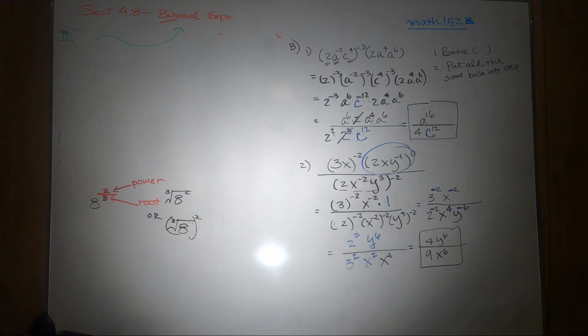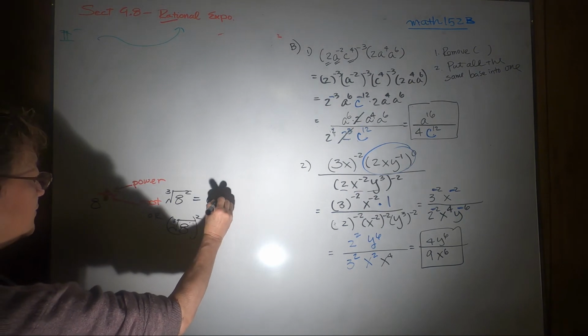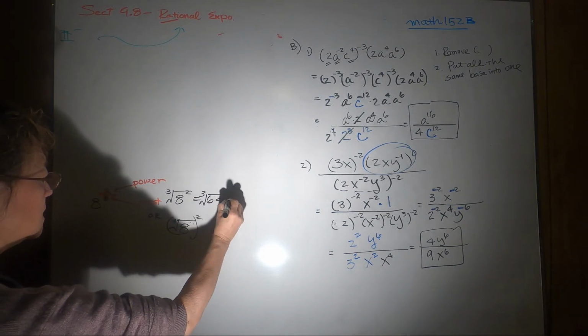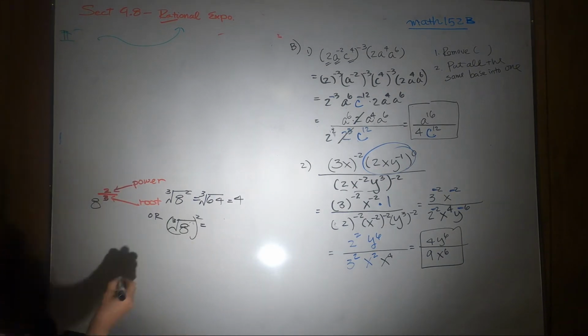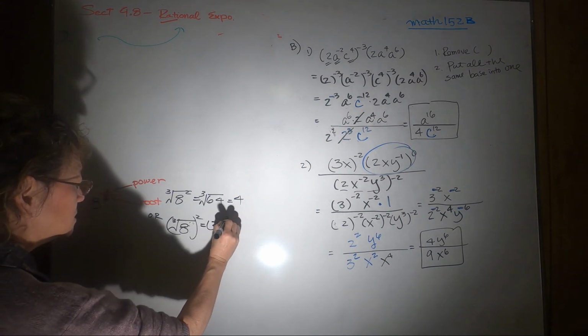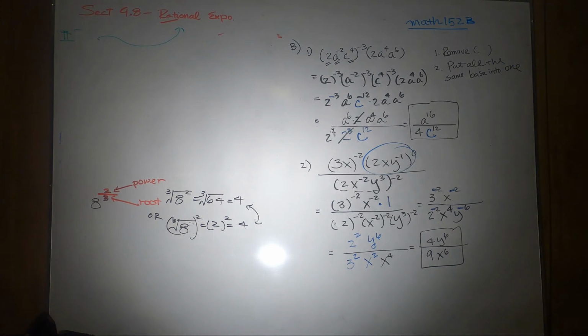Let's see, would they be the same? So 8 squared is 64, take a cube root, actually is what? 4. And for this one, cube root of 8 is what? 2, take a square is 4. They will be the same.